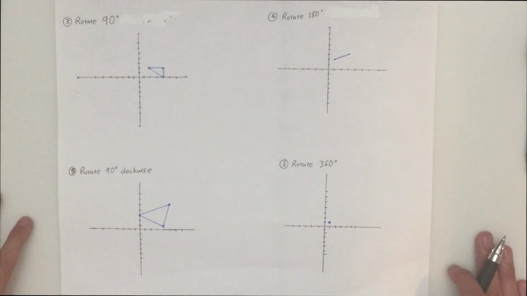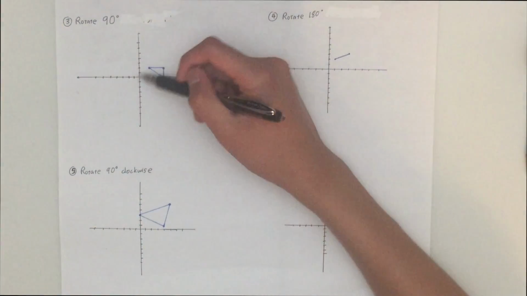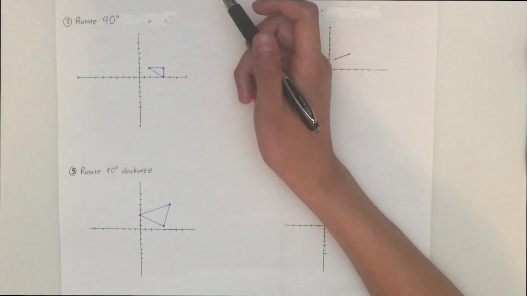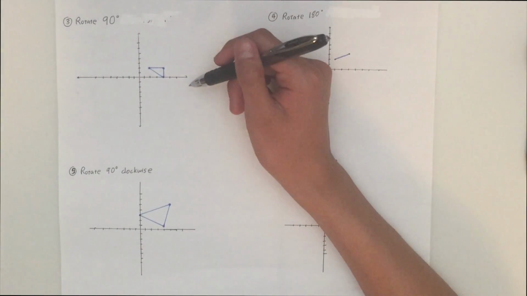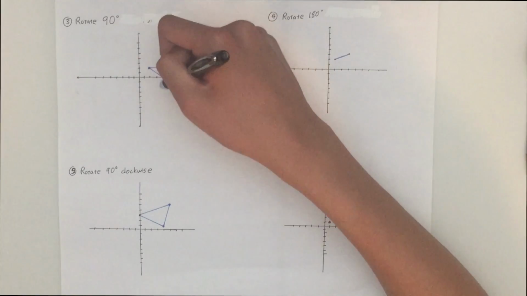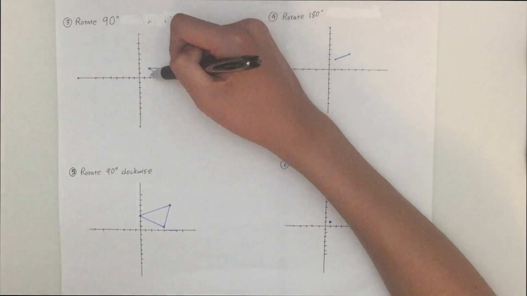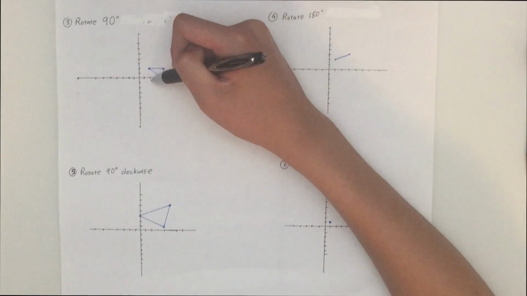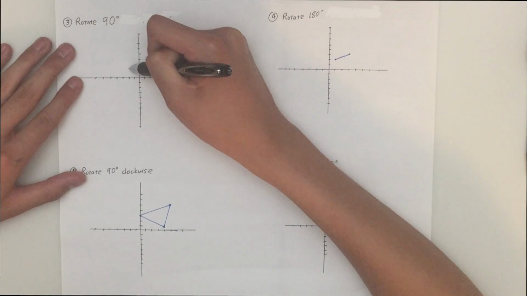So the first question asks us to rotate 90 degrees, and we know that that means about the center, or about the origin, and counterclockwise. So we also know that if we want to rotate 90 degrees, then (x, y) turns to (negative y, x). So I'll do this all in my head. Again, if you have trouble doing it in your head, you can write it down. So the first one is 2, 2. So it would be negative 2, 2.